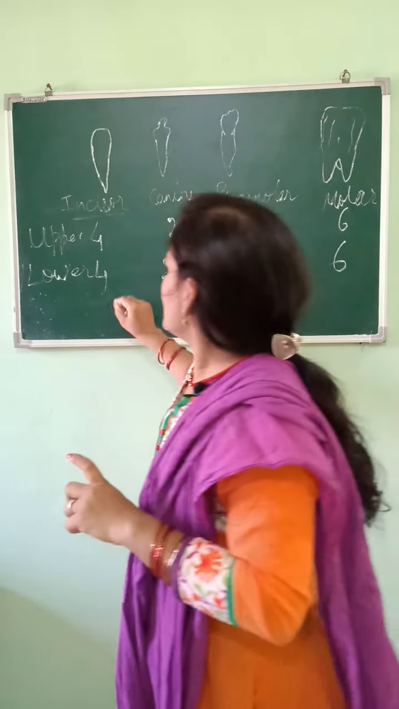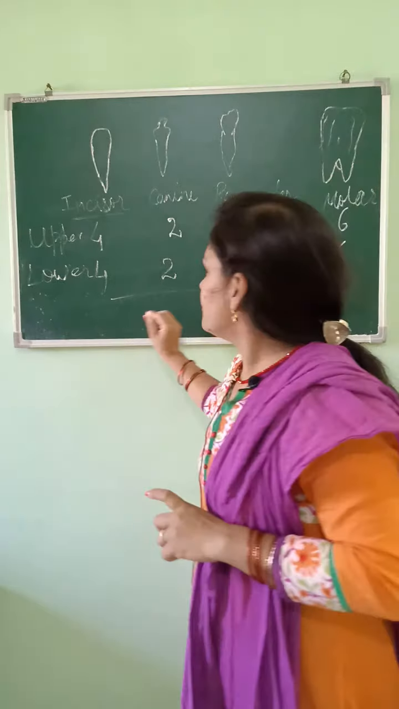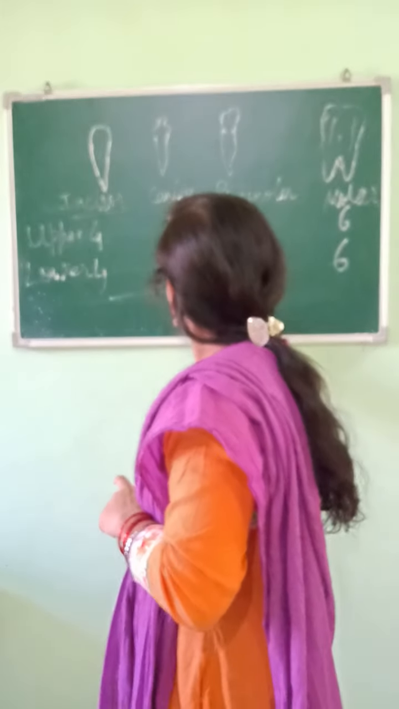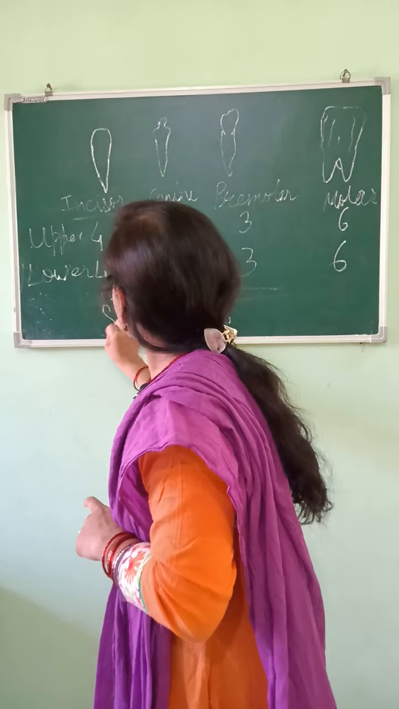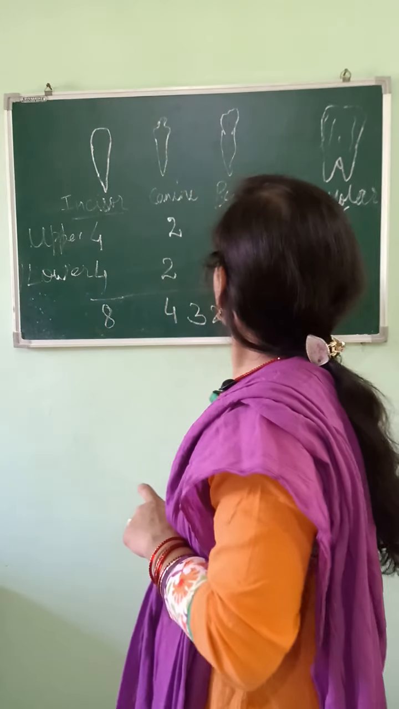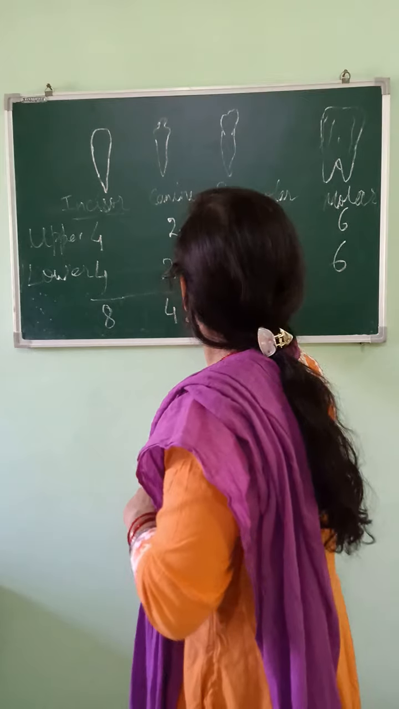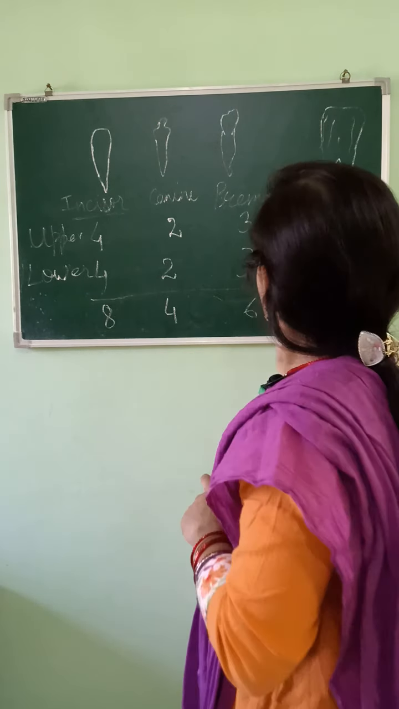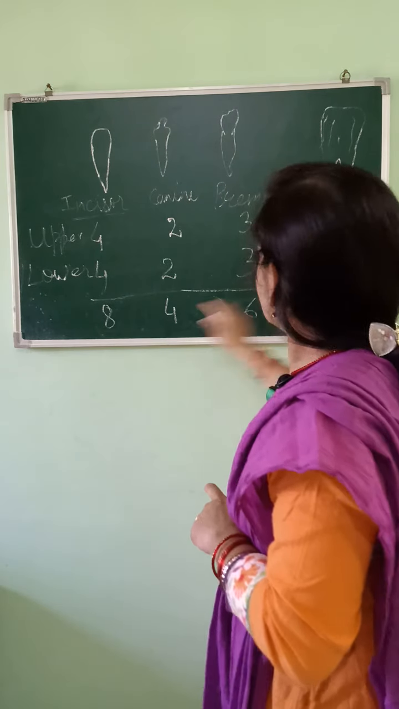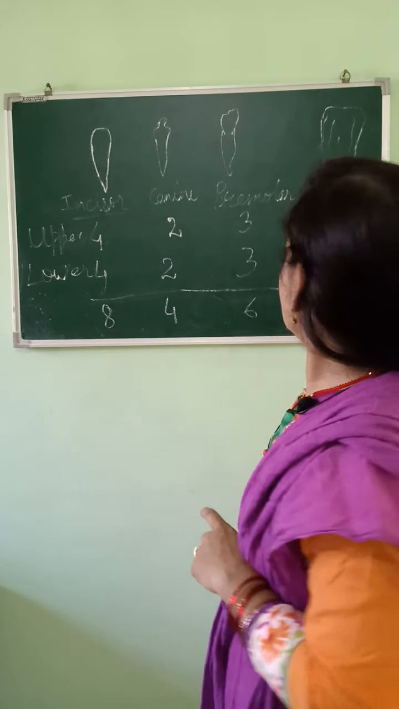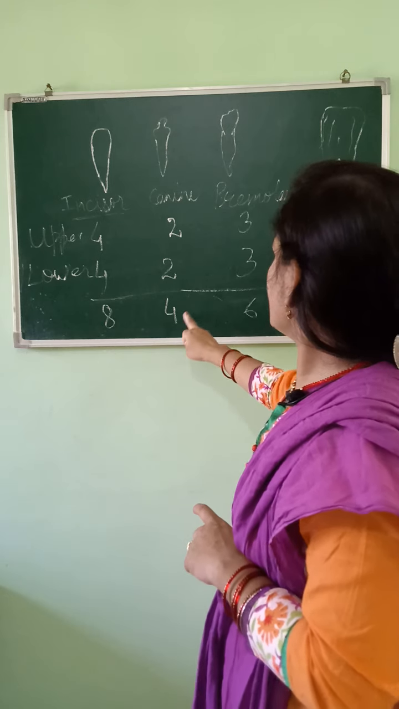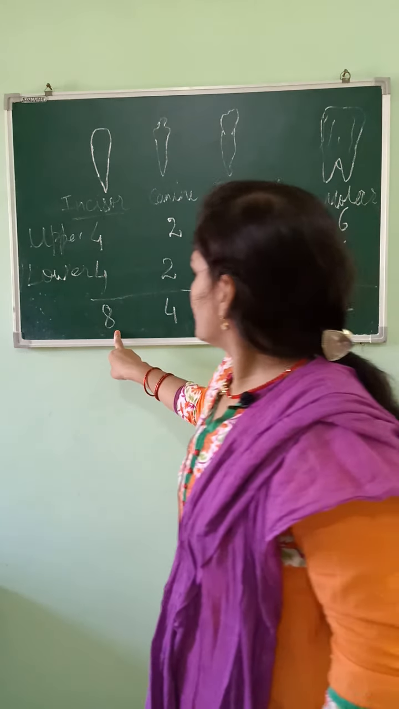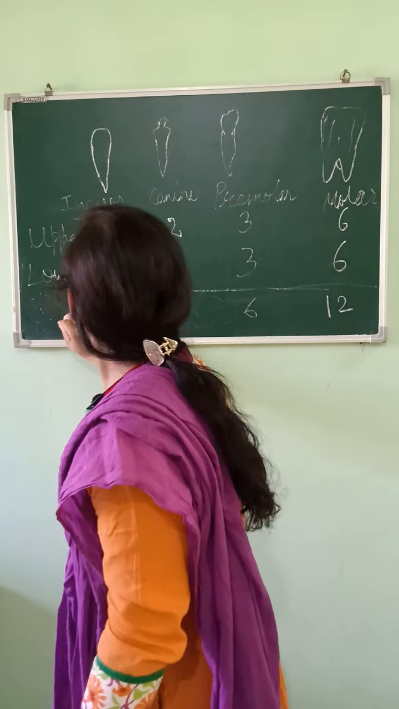Now with this arrangement of teeth, how many teeth are present? When you add all these, this is 8, this is 4, this is 6, this is 6, and this is how much? 12. So when you add these, how many teeth do you get? 12 plus 6 is 18, then 22 and 8 is how much?